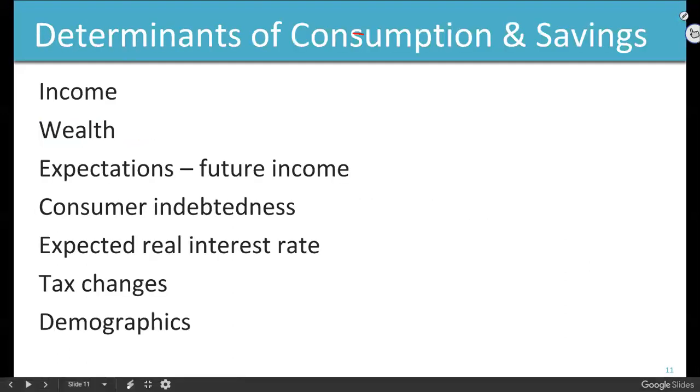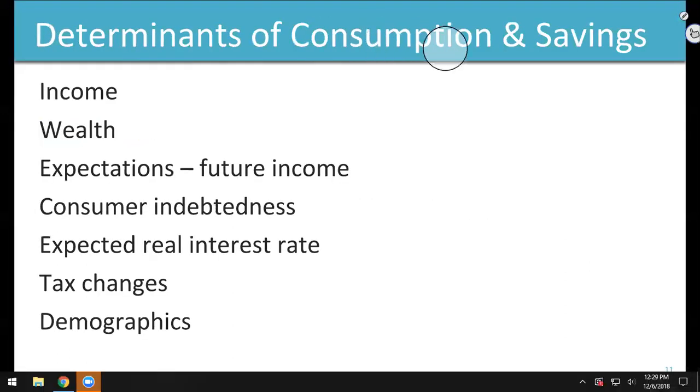So, what determines how much of our paycheck we are going to save versus how much of our paycheck we are going to spend? The number one thing is our income. How much is our paycheck? If you're only making $100 a week, you're spending it all, right? If you make $1,000 a week, well, maybe you've got a little bit of wiggle room, you can start setting some aside. If you make $10,000 a week, well, you've got more wiggle room, hopefully you're setting a larger percentage aside, right?